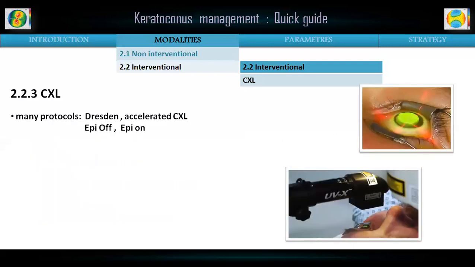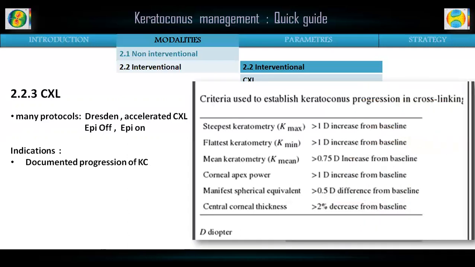The third technique is cross-linking. There are many protocols for cross-linking: Dresden protocol, accelerated cross-linking. We can do epi-off or epi-on cross-linking. The first indication of cross-linking is if we have a documented progression in keratoconus. These are the criteria used to establish keratoconus progression for cross-linking.